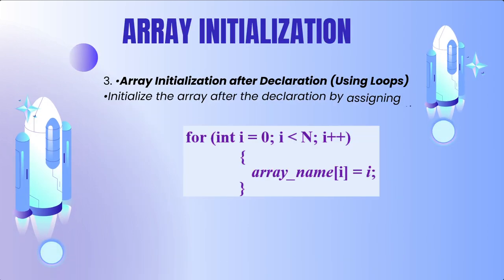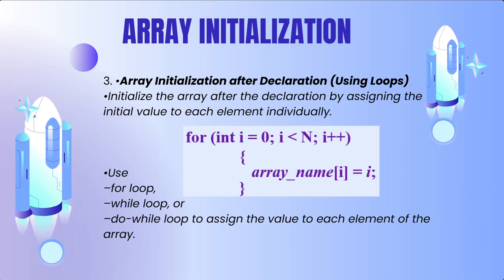Now coming to the third type of array initialization, we do it using for loops or any kind of loops. Initialize the array after declaration by assigning the initial value to each element individually. This is the code to demonstrate it: for int i equals 0, i less than n, i plus plus, array name i. Within the square brackets is the index. At the 0th index, the element I am entering is also equal to i, then the first element at the first index. That way you are initializing the elements in the array.